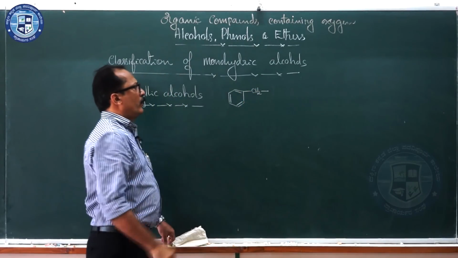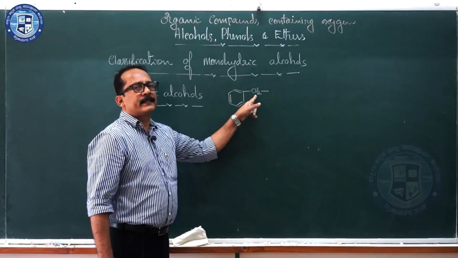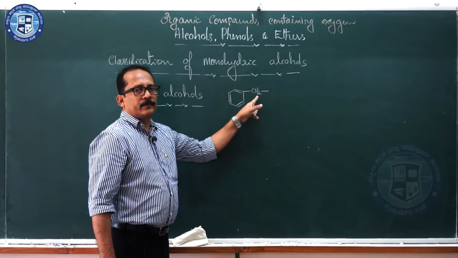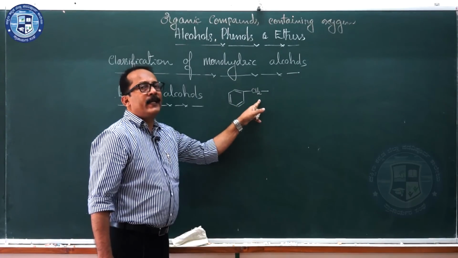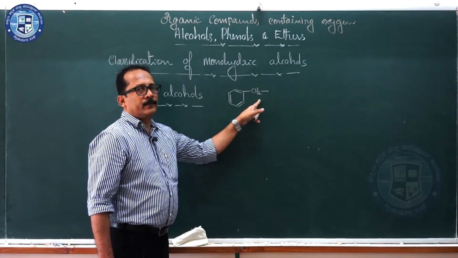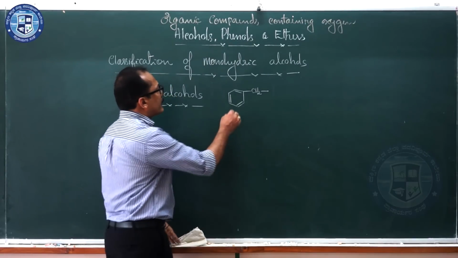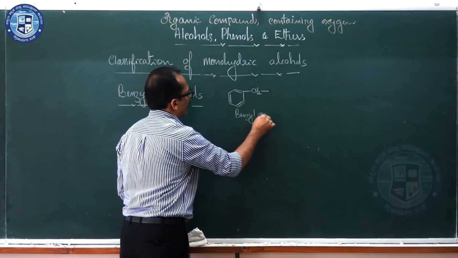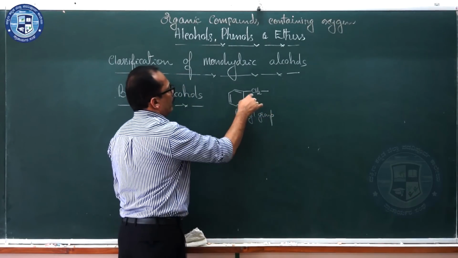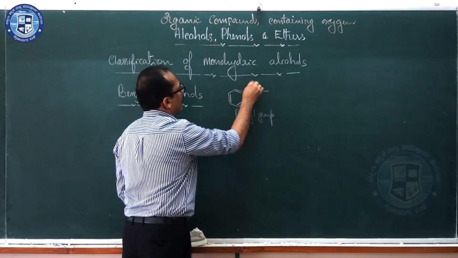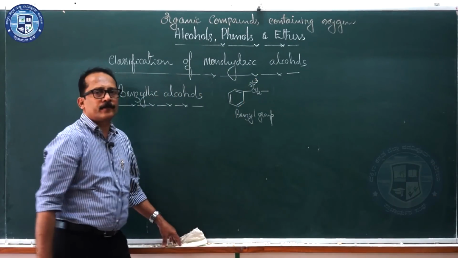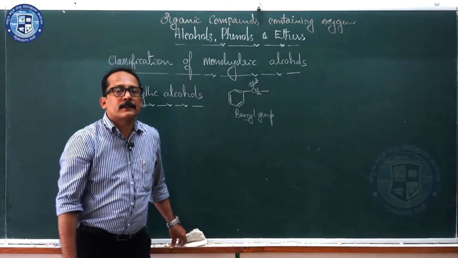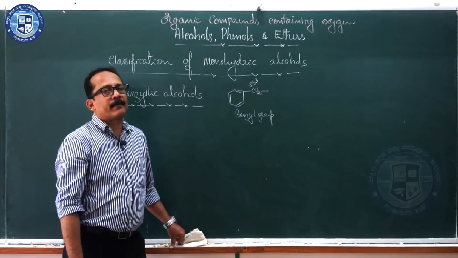Or if you write CH3, that is methyl benzene, toluene. One hydrogen atom is removed. Alkyl group. This group is called as benzyl group. Hybridized state of this carbon atom is sp3. So here also OH group is attached to sp3 hybridized carbon atom.